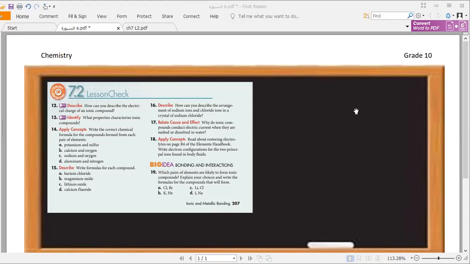In the textbook, page 207, there are questions. As you see here on the screen, we will try to answer. Can I answer the first question? Yes. Read the question. Question 12: How can you describe the electrical charge of an ionic compound?